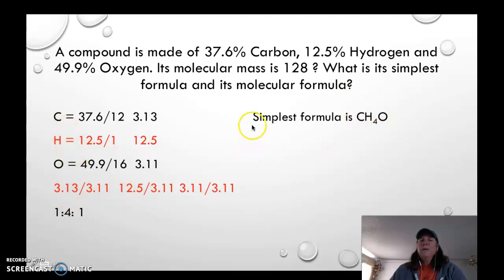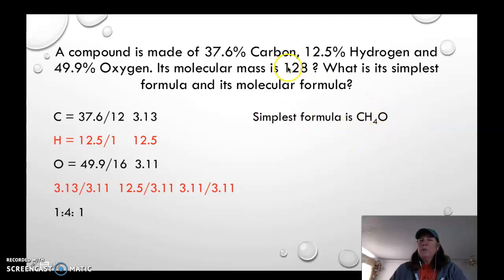Okay, now it says its molecular mass is 128. So what's its molecular formula? This is its simplest formula. So what I'm going to do now is find the mass of this. 12 plus 4 plus 16 is 30, I think, right? 12 plus 4 is 16, and 32, sorry. So that's the formula mass of this, 32.